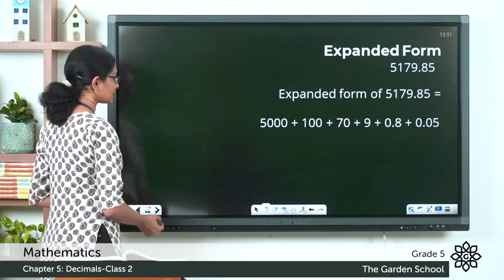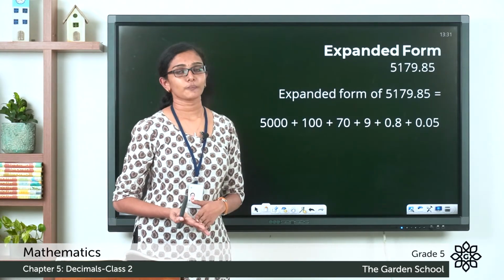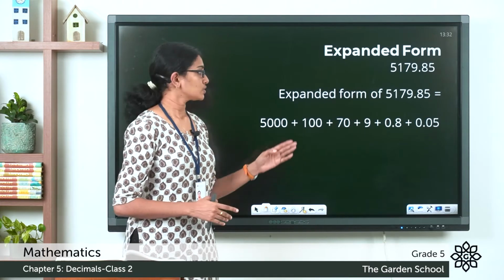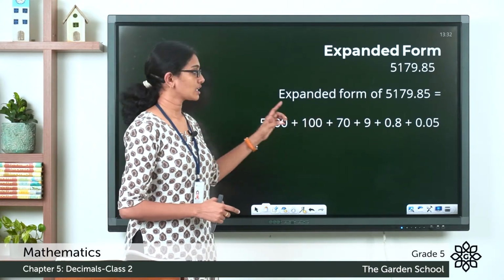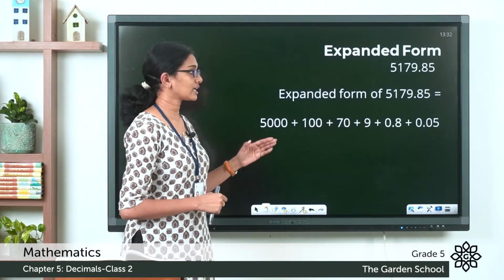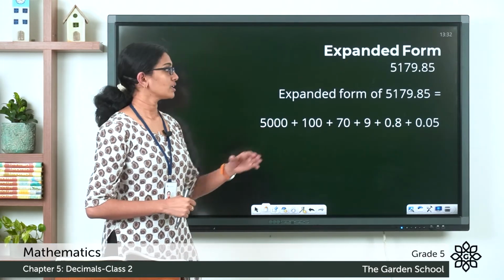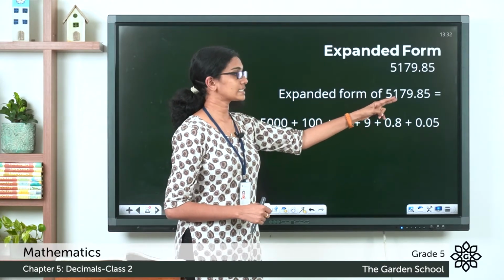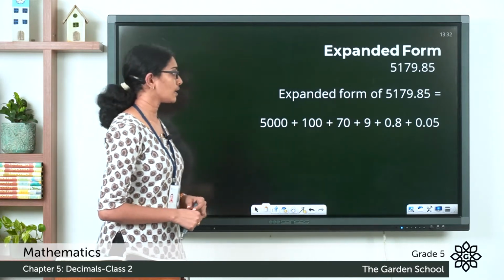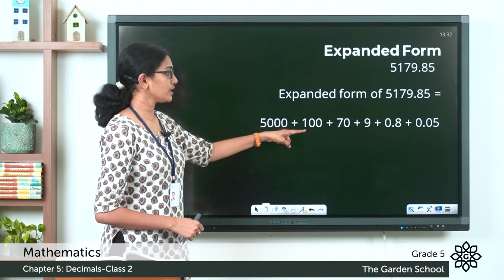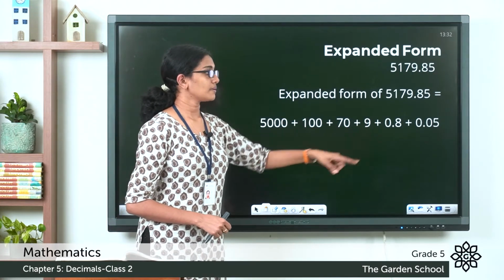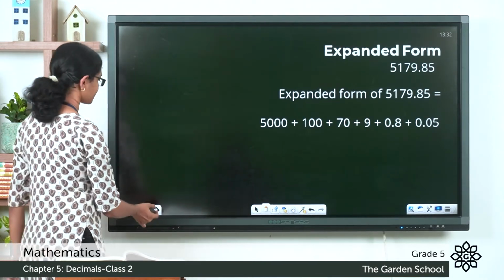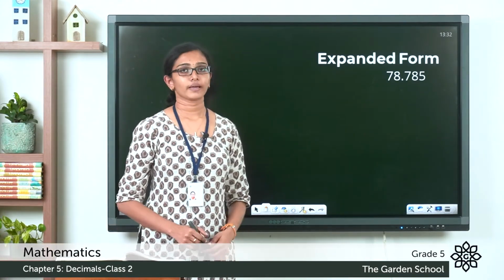Now, you have seen the place values. Now, let's write the expanded form. The expanded form is the sum of all the place values, right? So, you write the place values of each of the digits with the plus symbol in between, and here you have the expanded form of this number. So, what is the expanded form? Expanded form of 5179.85 is equal to 5000 plus 100 plus 70 plus 9 plus 0.8 plus 0.05. Clear?